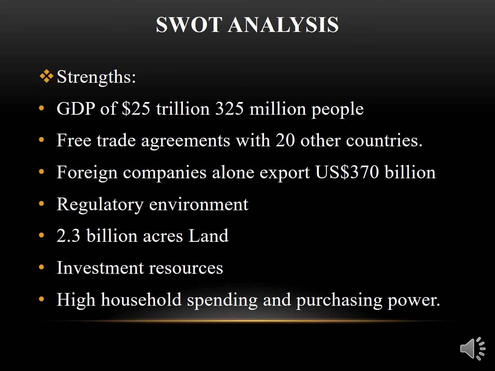The nation's land area comprises 2.3 billion acres, nearly half of which is agricultural land. As a global leader in agriculture innovation, the US is the world's largest producer and exporter of food, offering a wide range of opportunities for food and processing agribusinesses.